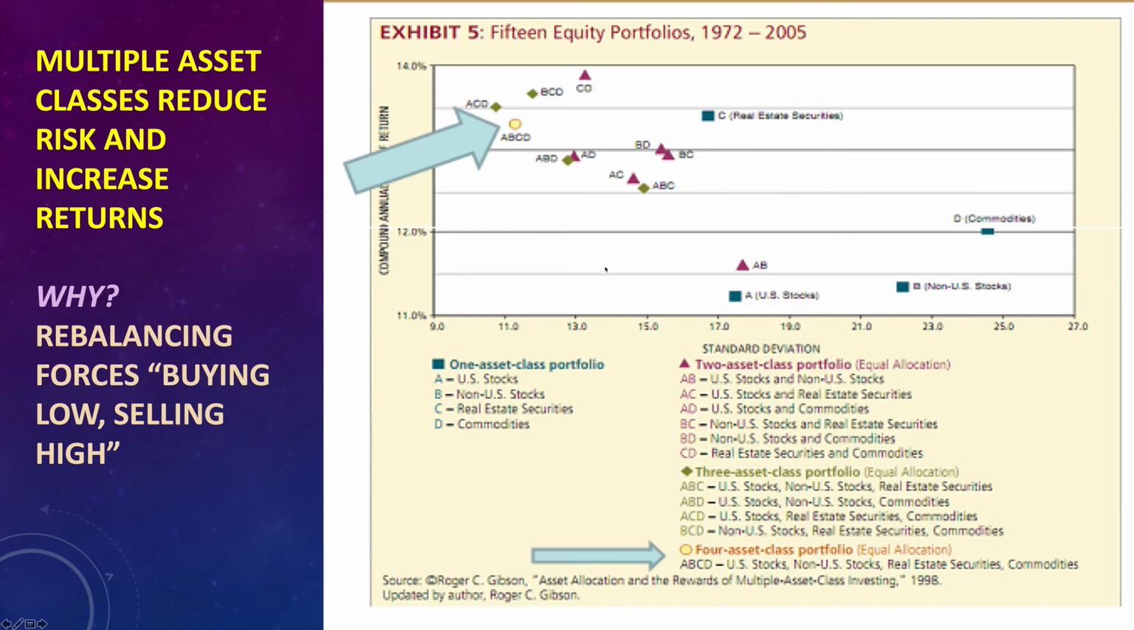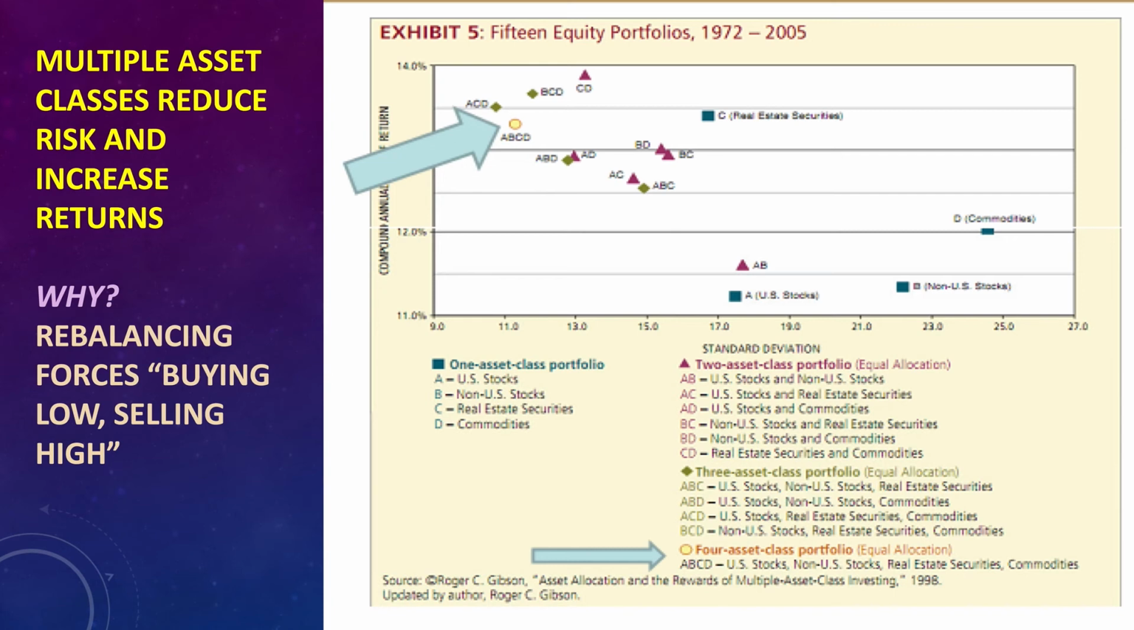Because as values of these asset classes go up and down in value, as you rebalance, if something goes up in value, you sell some of it and you buy something that's gone down in value. It's basically forcing you to do what I really want you to do, which is buy low and sell high.